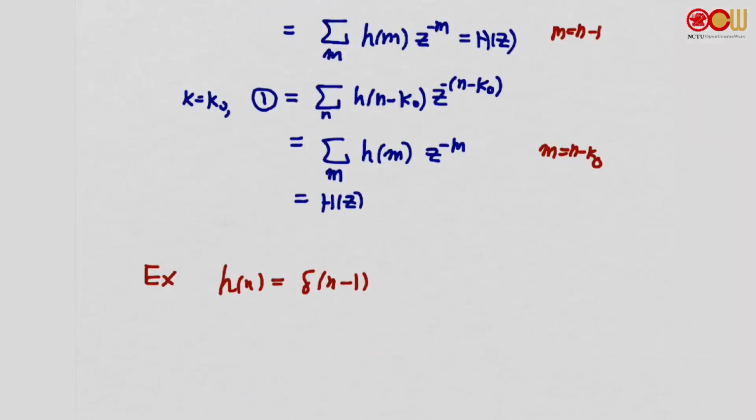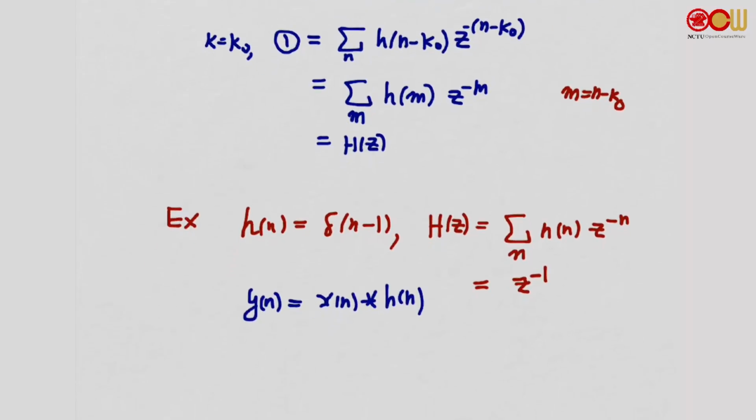For example, h[n] is the impulse that's delayed by 1. Then H(z), if we plug in h[n], there's only one non-zero term. The non-zero term is the one when n is equal to 1. So we get z to the minus 1.